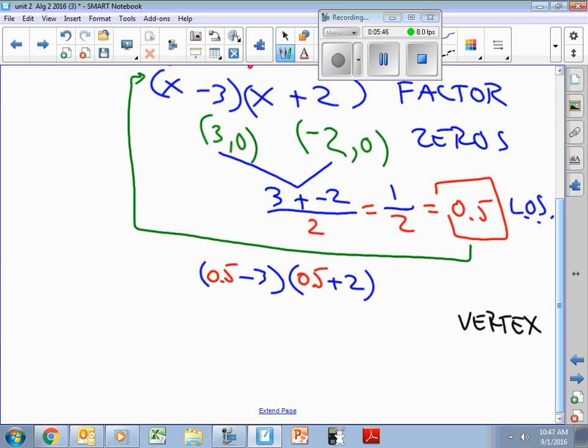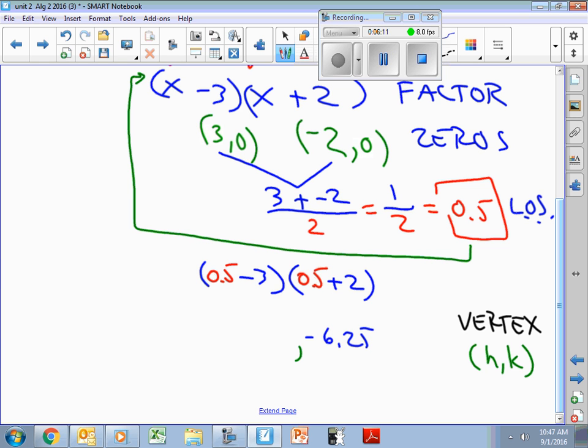Alright, I can't do it in my head. Somebody with a calculator, tell me what you get when you subtract this, add this, and then multiply. Say it again. Negative 6.25. The vertex must be written as an ordered pair.